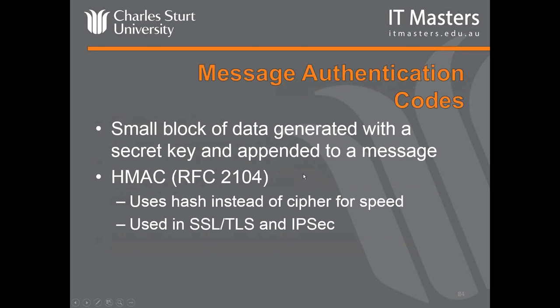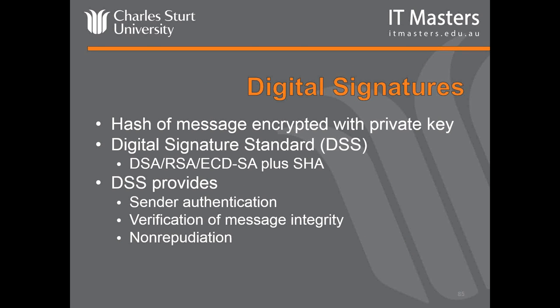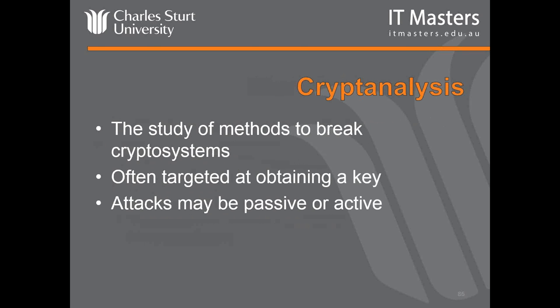So message authentication codes, as we put before, are a small block of data generated with a secret key tacked onto things. Digital signatures provide sender authentication and verification of integrity, and then cryptanalysis is how we break crypto systems. Generally what we're trying to do in cryptanalysis is target breaking everything and attaining a key, because if we get the key we can use it again and again.